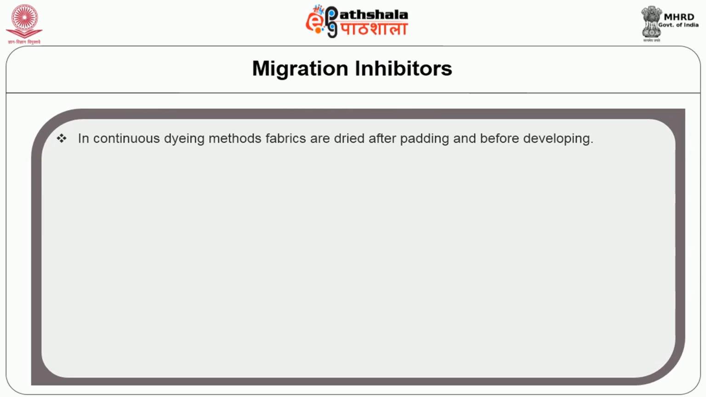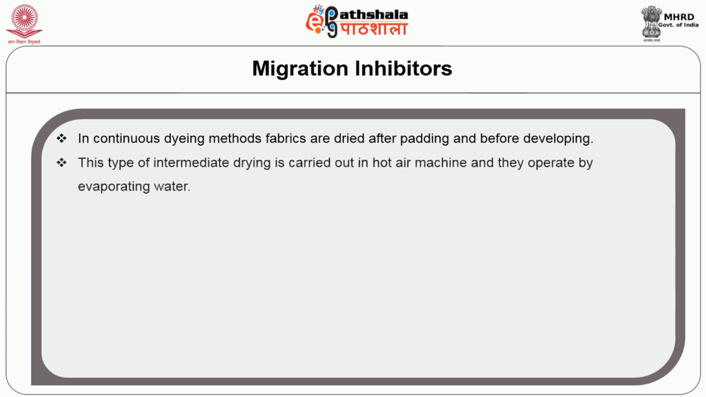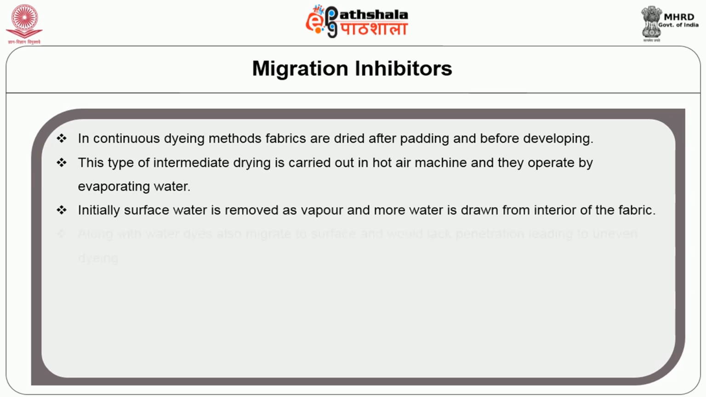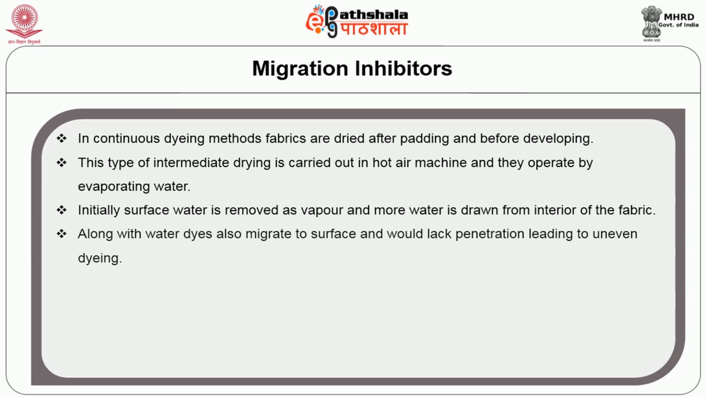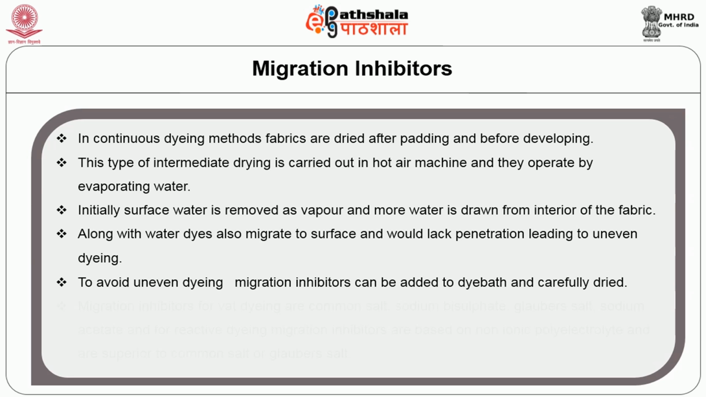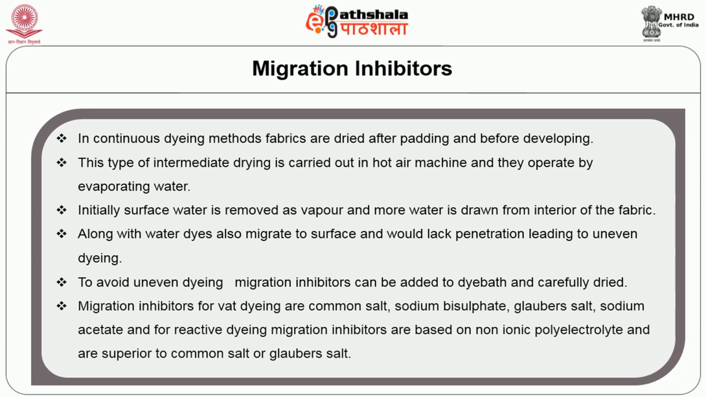Migration inhibitors: in continuous dyeing methods, fabrics are dried after padding and before developing. This type of intermediate drying is carried out in hot air machine and they operate by evaporating water. Initially, surface water is removed as vapor and more water is drawn from interior of the fabric. Along with water, dyes also migrate to surface and would lack penetration, leading to uneven dyeing. To avoid uneven dyeing, migration inhibitors can be added to dye bath and carefully dried.